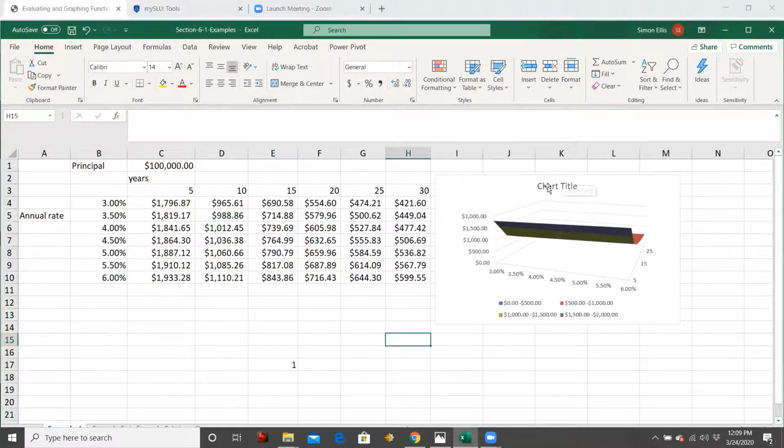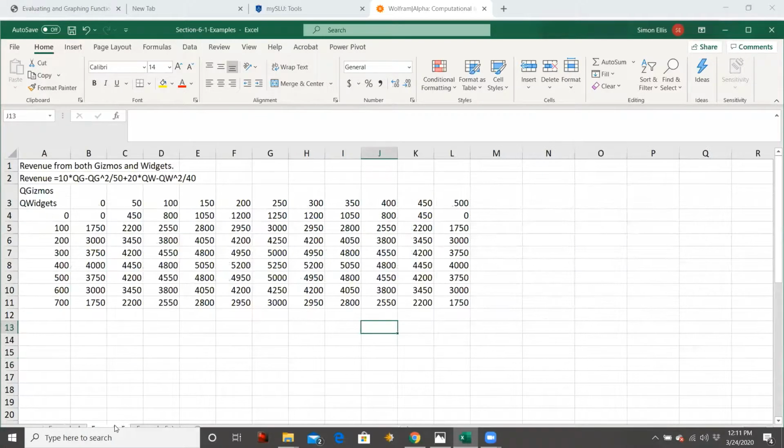And again, we can change our chart title, we can change our labels, so on and so forth, just like we could with one-dimensional graphs. All right. So the next thing I want to do is work another example. Let's look at that real quick. Okay, so let's move on to the next example, change tabs.